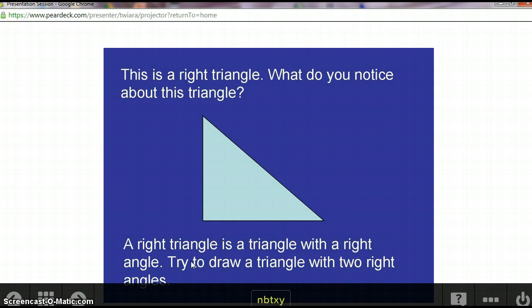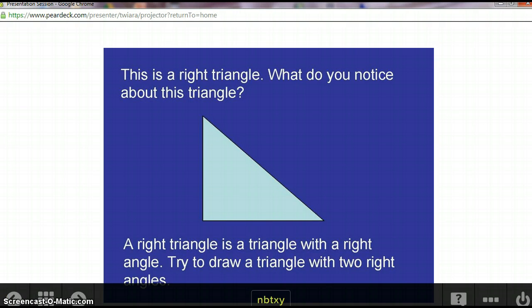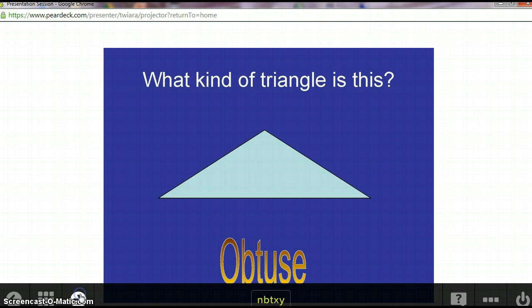Let's move on. Okay, so this is a right triangle. What do you notice about it, Hope? That it has a right angle. Right, a right triangle is a triangle with a right angle. And then it says try to draw a triangle with two right angles. So, no talking. You are going to do this. You have 1 minute. In fact, can you draw a triangle with two right angles? No, we're not even going to try. It's impossible. You would have to have more than 3 sides, which would disqualify it from being a triangle. Not possible.